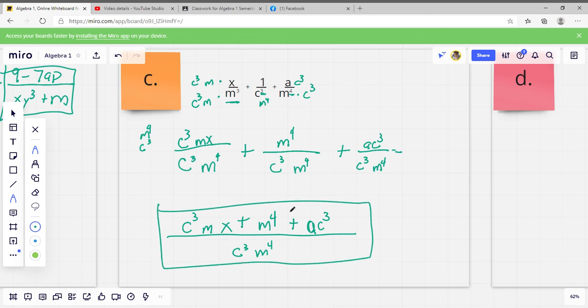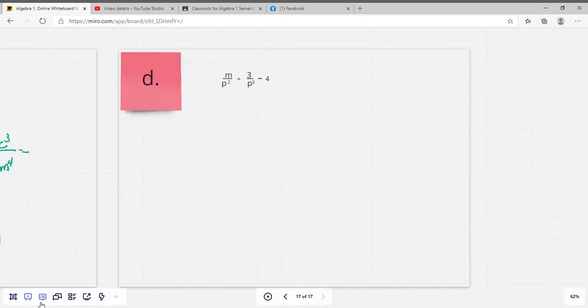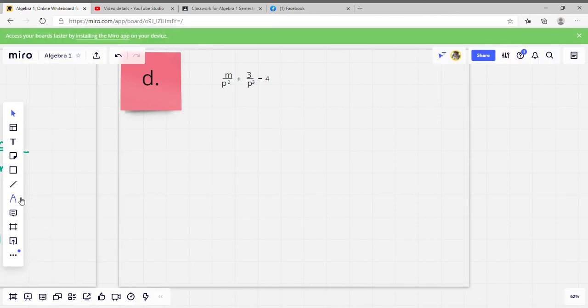Okay, and one more practice problem. Alright, this one has p squared and p to the third. We're going to put that over 1. So p to the third is my highest exponent of p, so all these need to be p to the third as the new denominator.